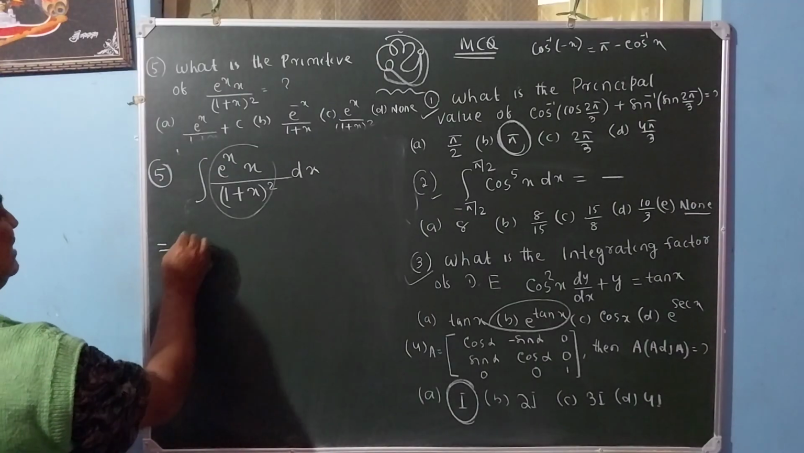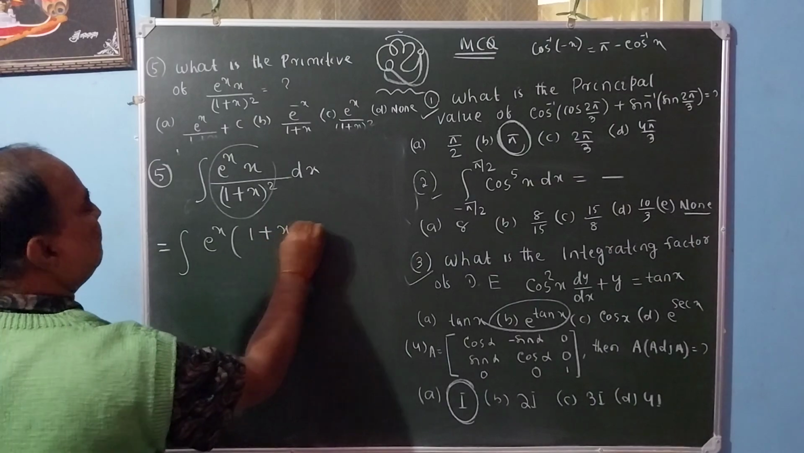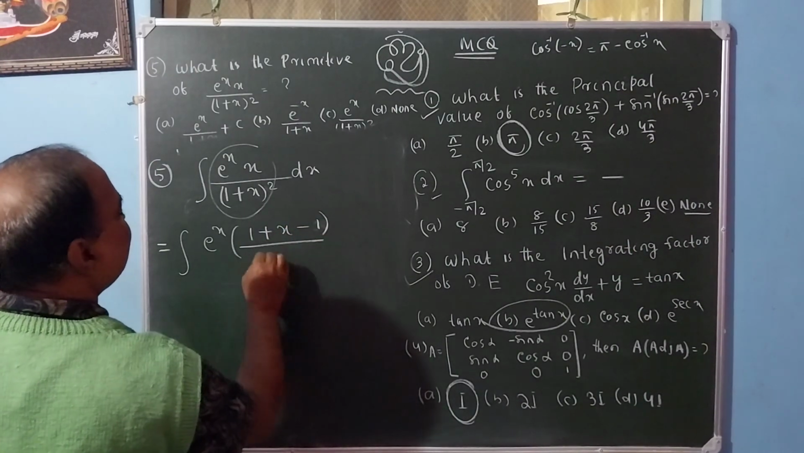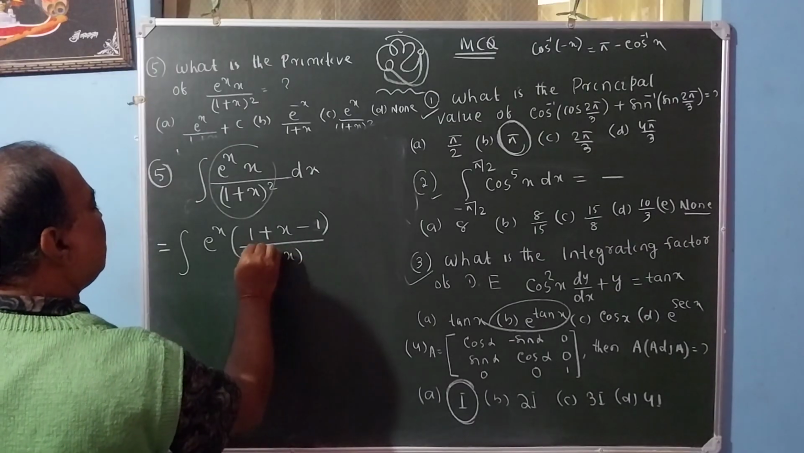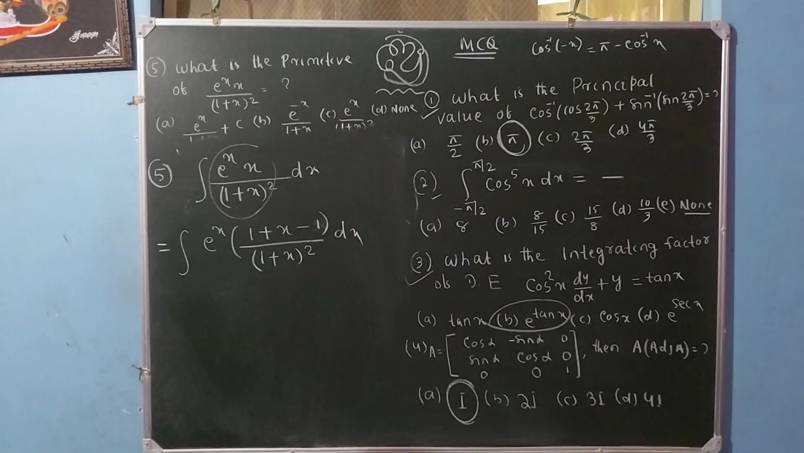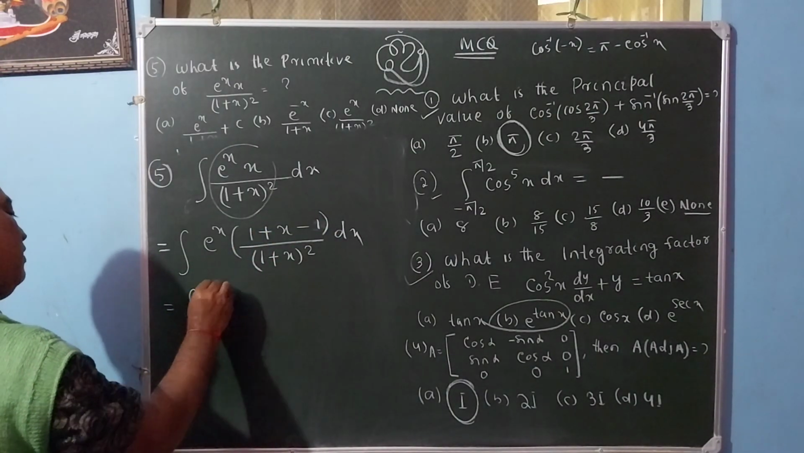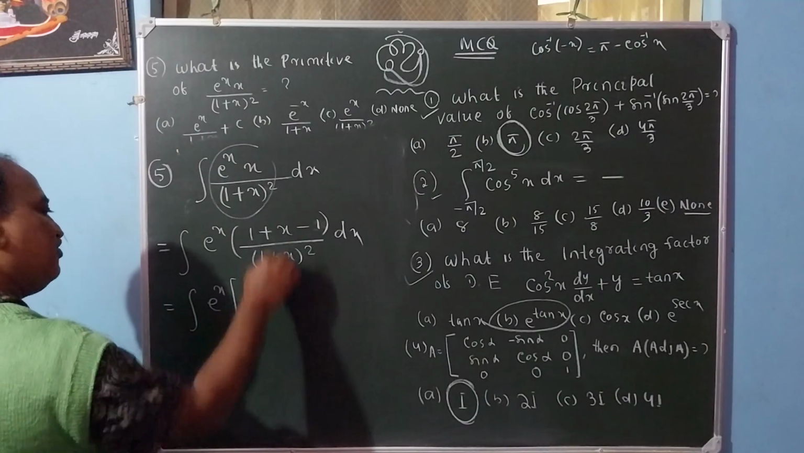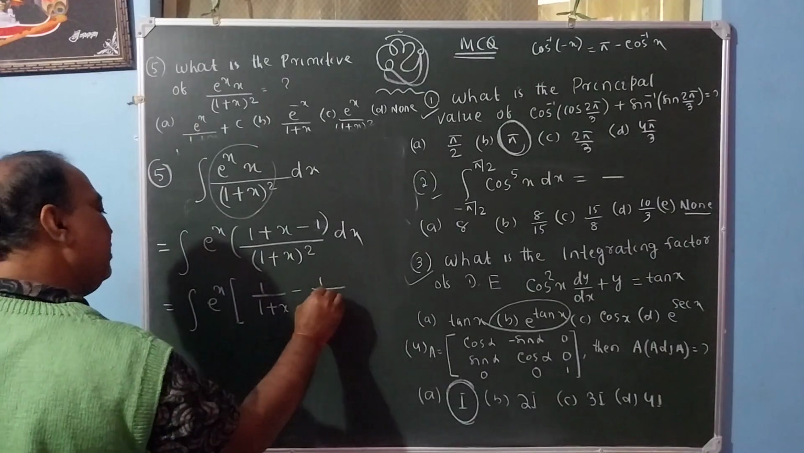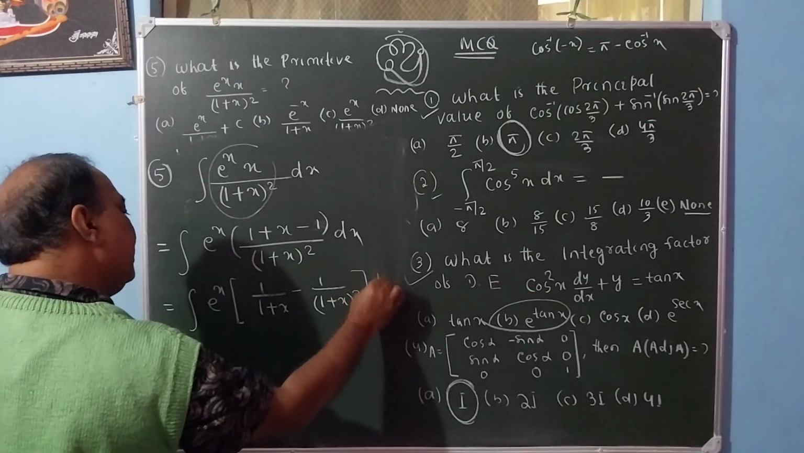So this can be written as e to the power x into (1 plus x minus x minus 1) over (1 plus x) whole square. One is added and another one is subtracted. So this by this minus this by this. E to the power x whole into [1 by (1 plus x) minus 1 by (1 plus x) whole square] into dx.